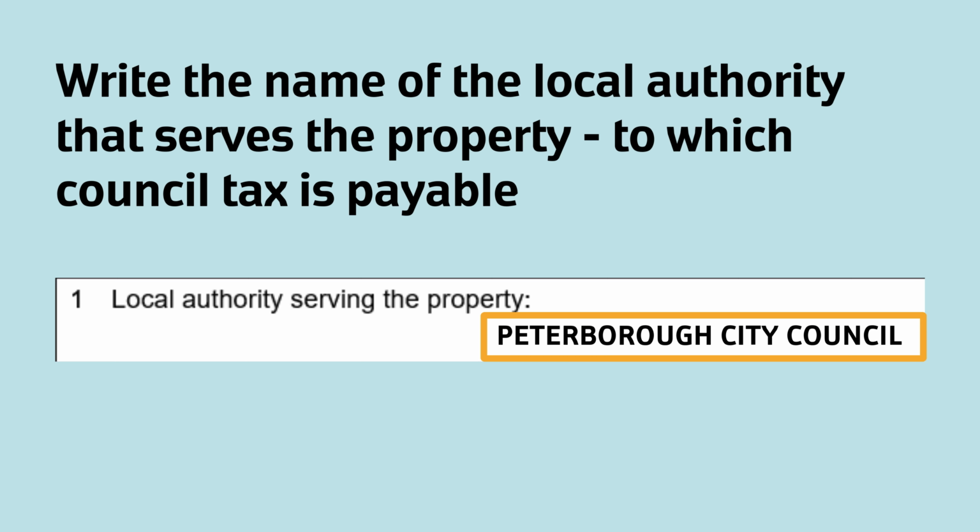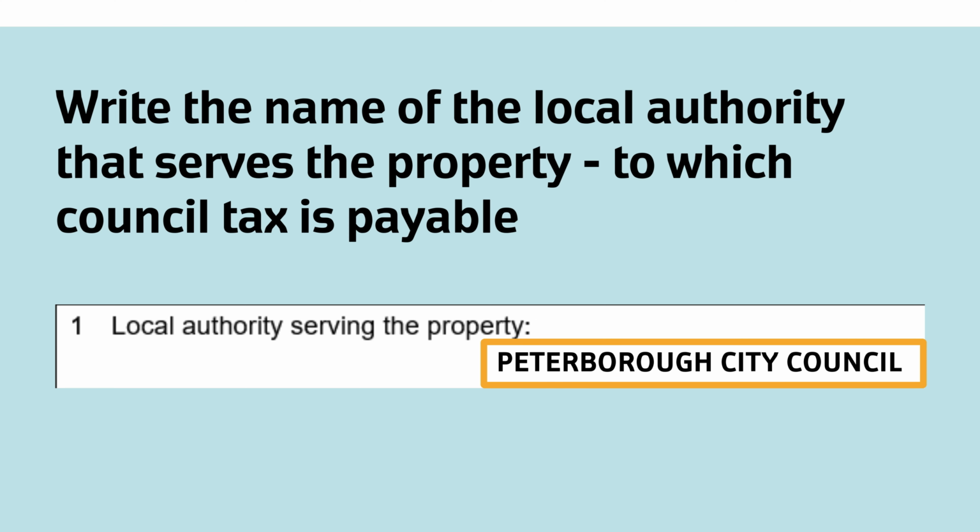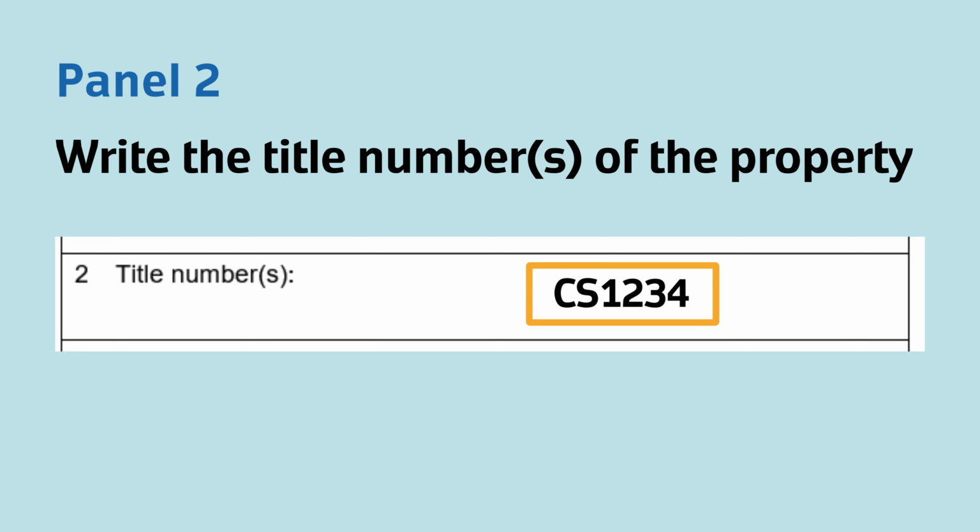In Panel 1, write down the local authority which serves the property in your application. This will be the county, borough, the unitary authority, the district council, or the London Borough to which council tax for the property is payable. In Panel 2, write down the title number or numbers of the property.